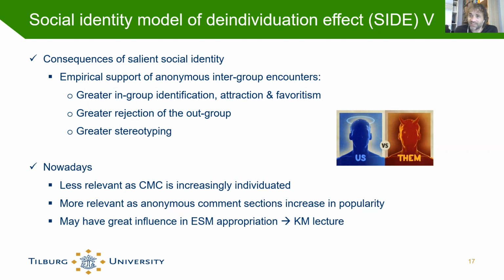The problem with this theory is that it really hinges upon anonymity. But what you observe nowadays in computer-mediated communication is that it's less and less completely anonymous. We always have some information about other people. So while this theory was hugely popular in the 90s, there has been less attention to it now. But in the next lecture, on knowledge management, we see that attention to a shared identity may really be beneficial if you want people in organizations to work together. So this theory will be discussed more in the next lecture when we talk about knowledge management.